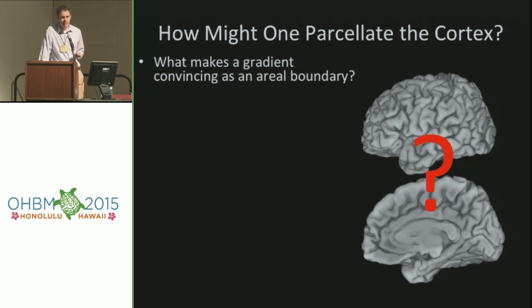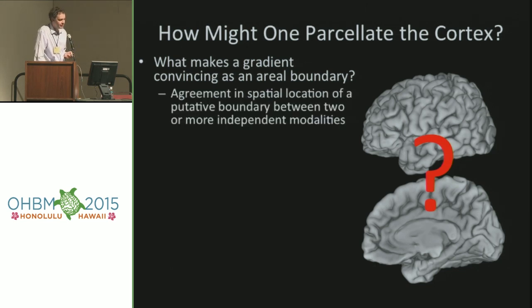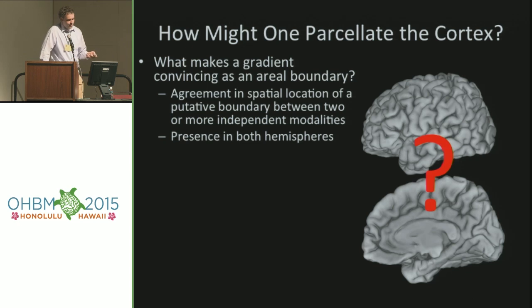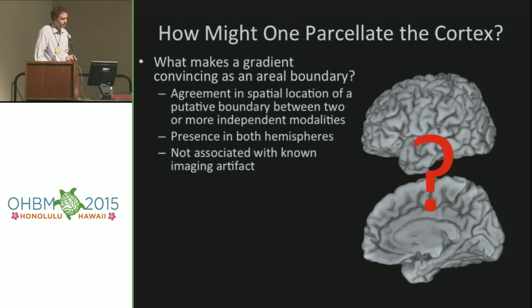So what makes a gradient convincing as an areal boundary? Well, the most important one that Simon alluded to earlier is if we've got a transition in architecture or function or connectivity that's located in the same place as another modality. So if we've got agreement in the spatial location of the border between two or more independent modalities, that really gives us confidence that we've probably got an areal boundary there. If it's present in both hemispheres, that's less likely to be a chance occurrence for sure. Obviously, we also want to make sure we don't have a known imaging artifact, such as susceptibility dropout, or something like that.